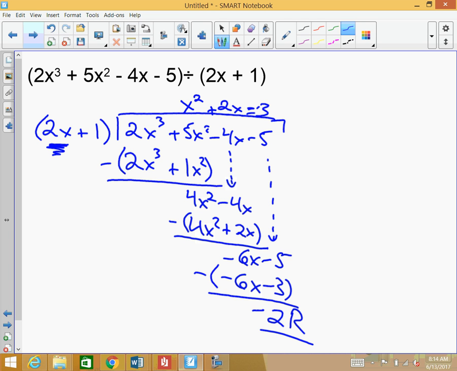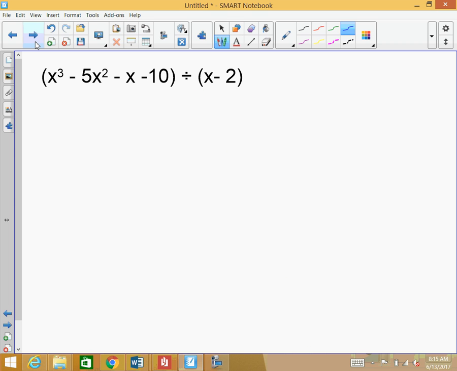And now we just make sure that the terms match up here, and here, and here, and then bring down the numbers as we go. So hopefully it works out. If we don't have a remainder, it means it's a factor, but sometimes we're just left with it and go from there. So let's take a look at another example.